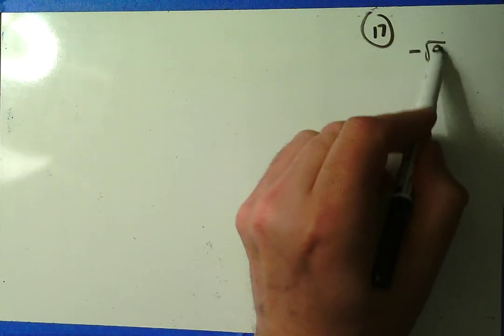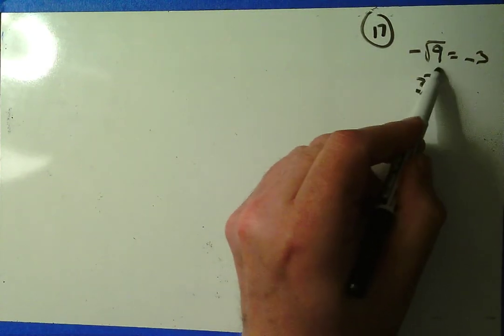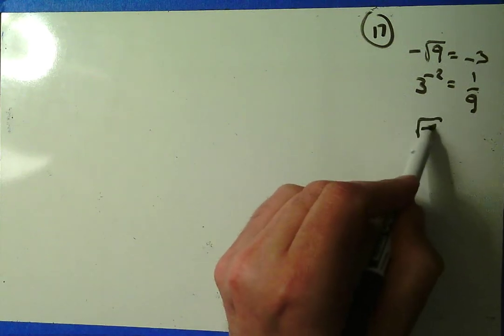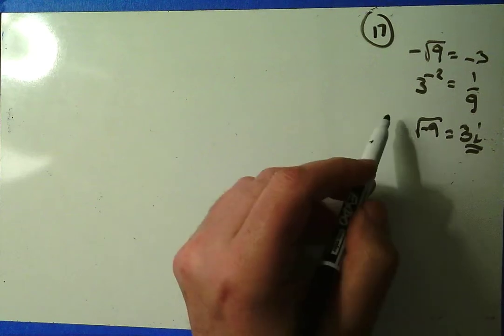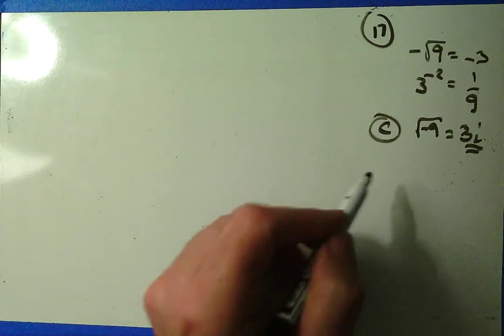Number 17 says, which of the following is not a real number? Well, I know that that's negative 3, and I know that 3 to the negative 2 is 1 over 9. But square root of negative 9 is 3i. That is not a real number, so we have C for number 17.